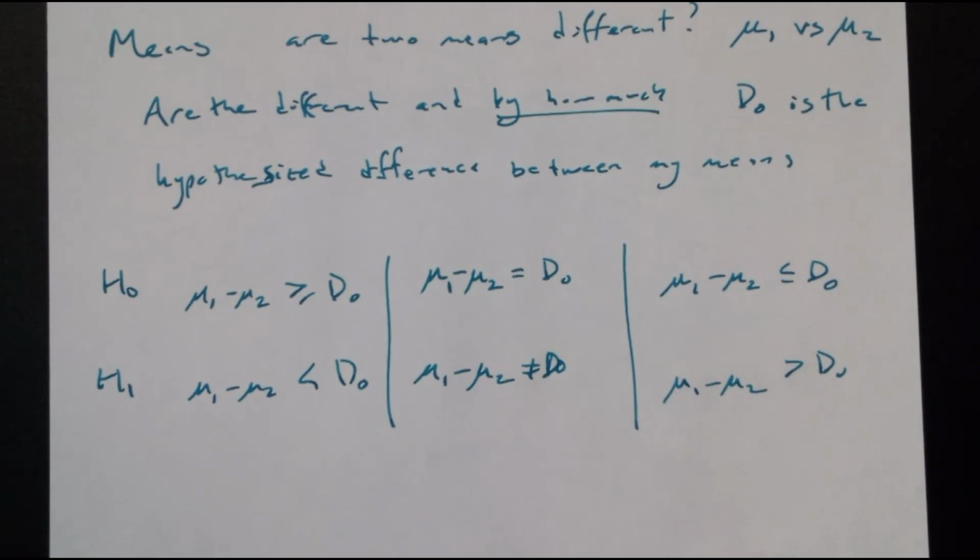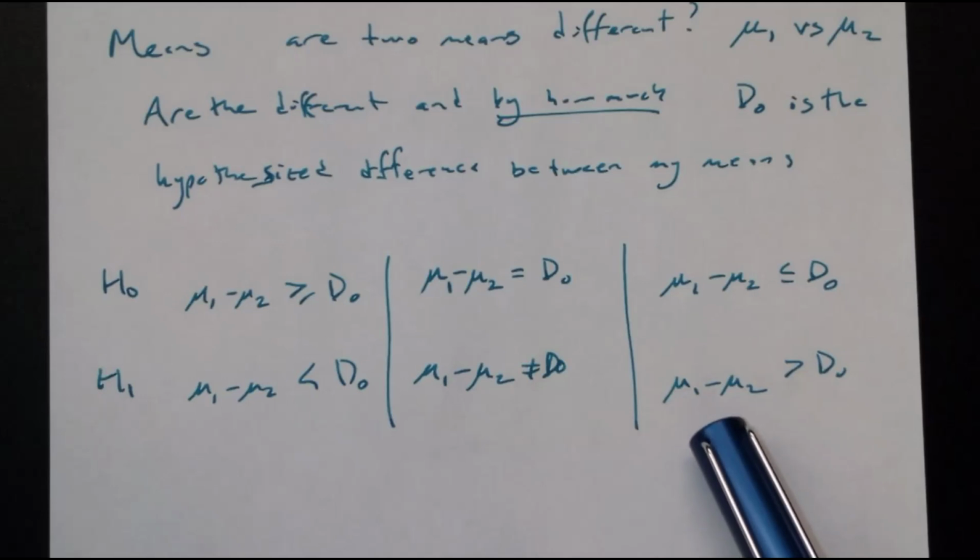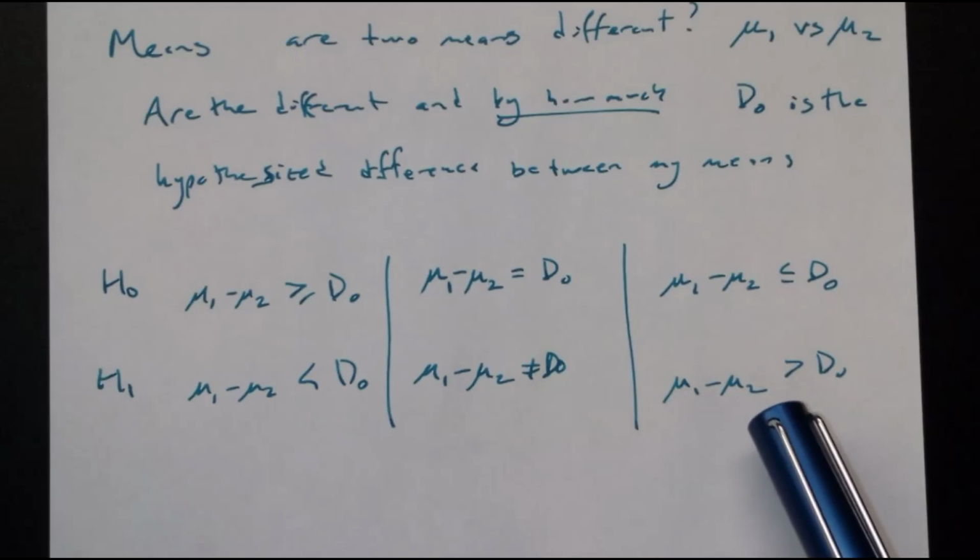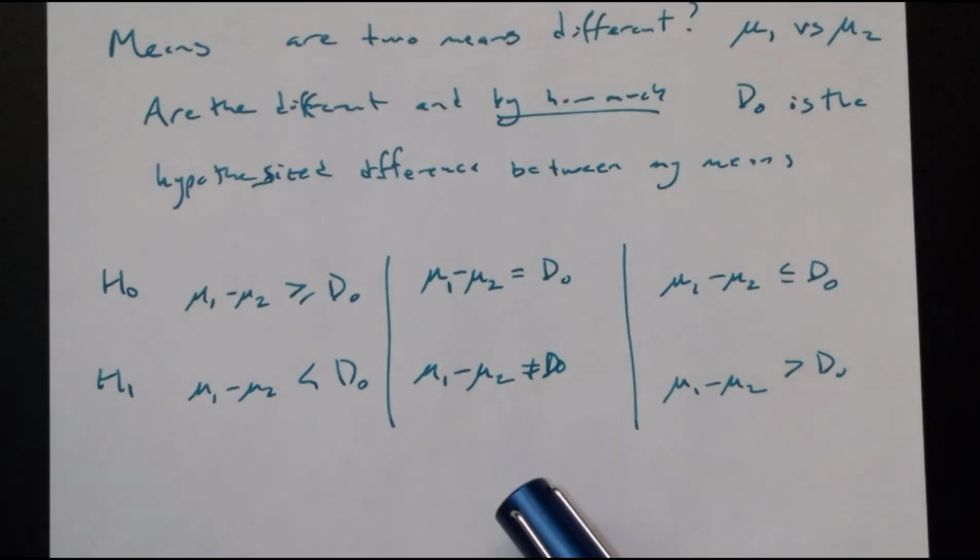My alternate hypothesis tells me about the way I'm going to make my decisions. This is asking, are we to the left of our number? This is a left tail test. This is asking, are we to the right of our number? This is a right tail test. And this one is a two tail.